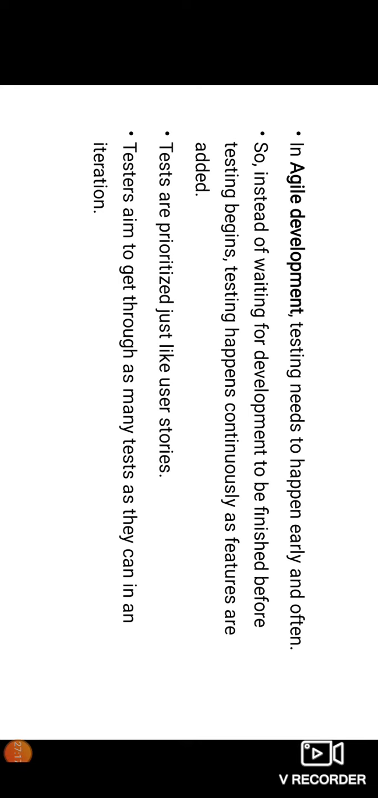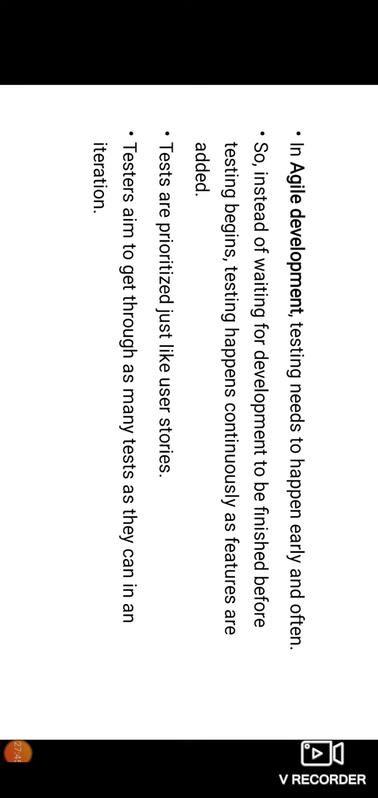As and when we develop new features, they are going to be tested very fast, immediately, and they are going to be delivered to the client. So instead of waiting for development to be finished before testing begins, testing happens continuously as features are getting added. As in Scrum methodology, as each feature is developed in sprints, after each sprint has been developed, the sprint is tested and then deployed.